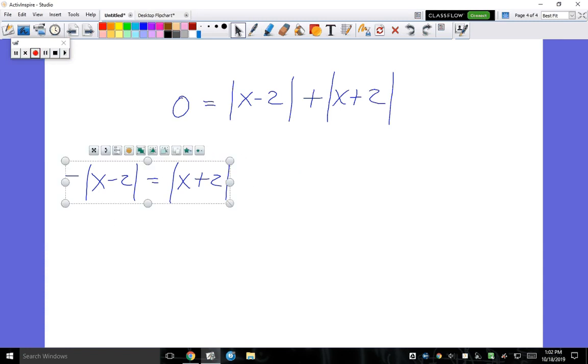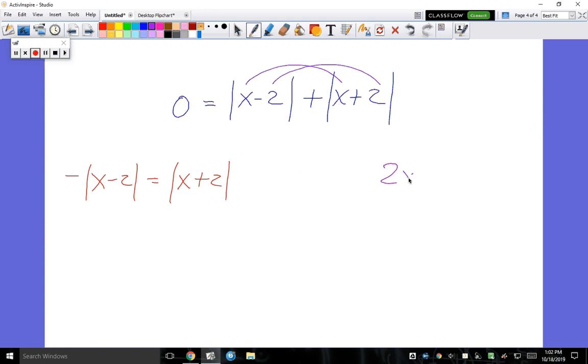Other people will try doing this. Negative 2 plus 2 is 0. X plus x is 2x. I'm going to try that. But you can't add like that. You can't add what's inside of absolute values together like that. So I know it's subtle, but it's important.